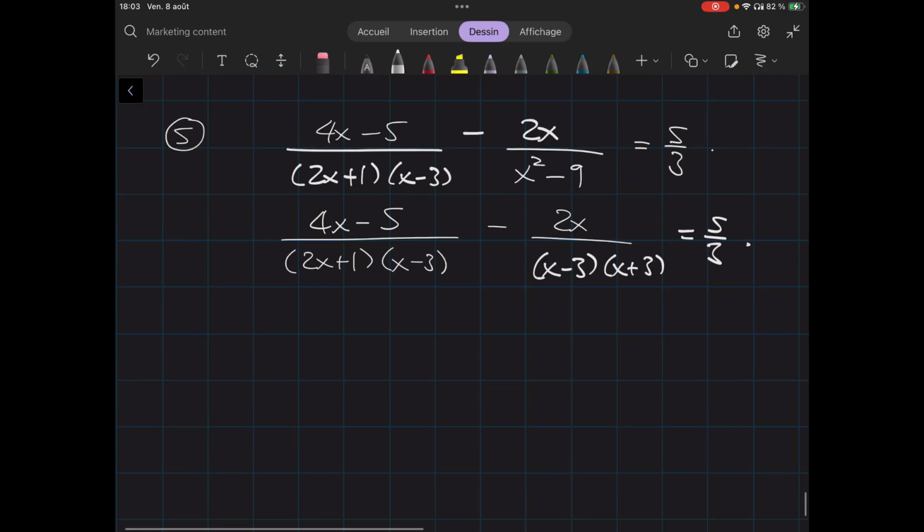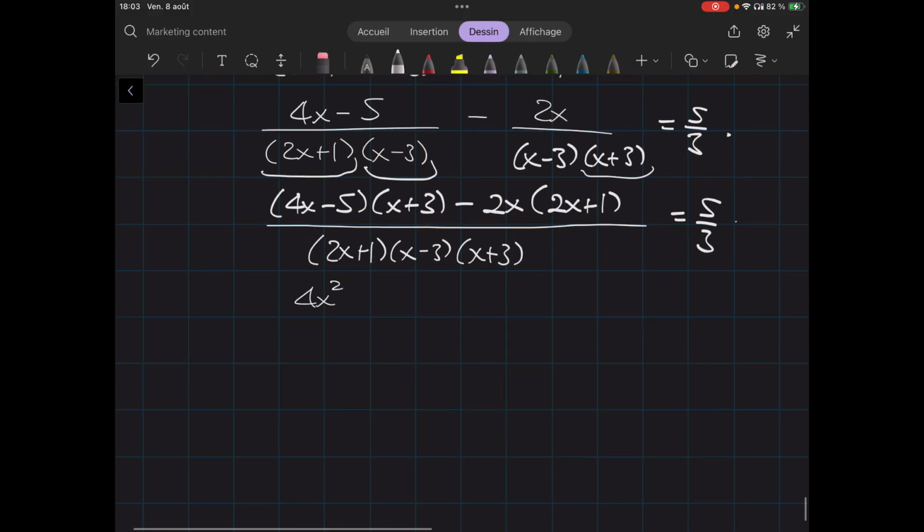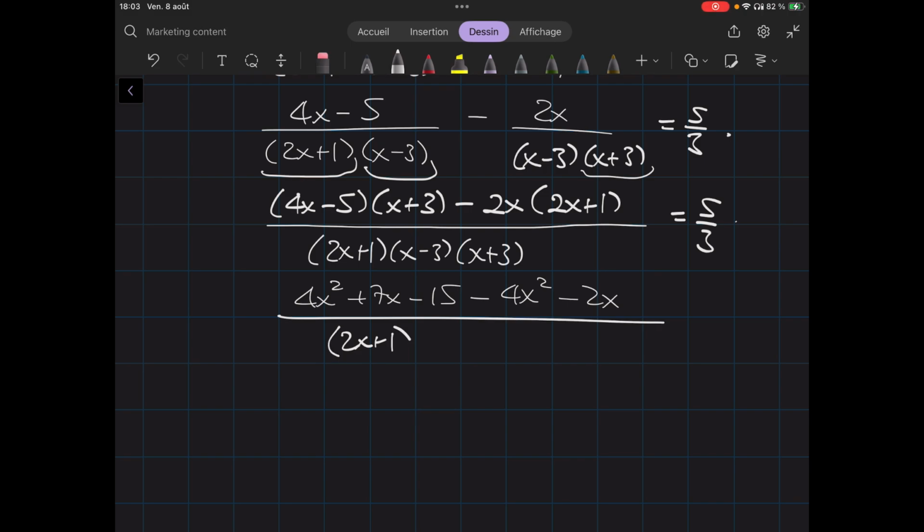Step 2, we will then identify the lowest common multiple of all of the terms. Our common denominator is going to be 2x plus 1 times x minus 3 times x plus 3. Therefore, we need to multiply the first term with x plus 3 and multiply the second term with 2x plus 1. 4x squared plus 7x minus 15 minus 4x squared minus 2x, divided by this massive abomination of a denominator.